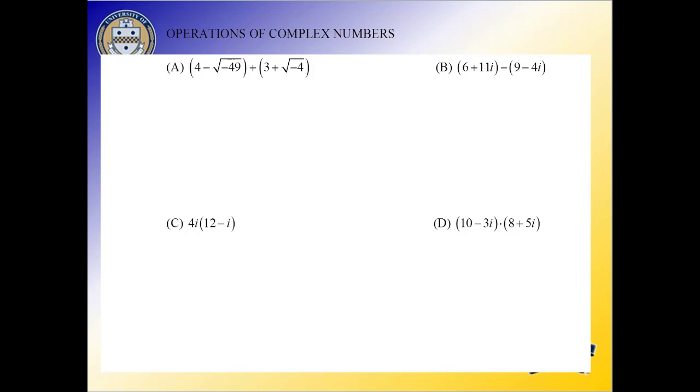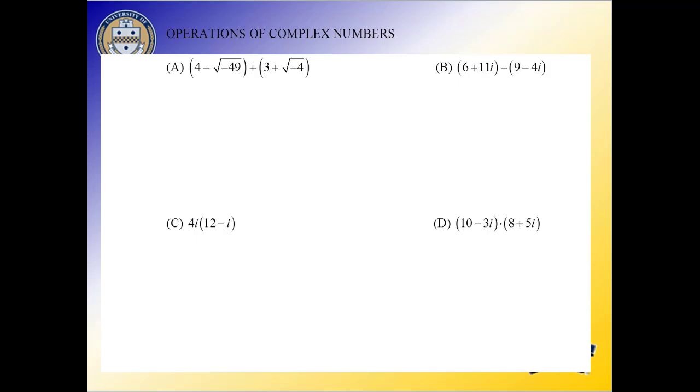Now, some basic operations. Believe it or not, these are actually complex numbers. It's just that we have the square root of negative 49 and the square root of negative 4 replacing the imaginary parts. Because if I'm looking at the real number system, I wouldn't be able to do anything at all with the expression the way it's written.